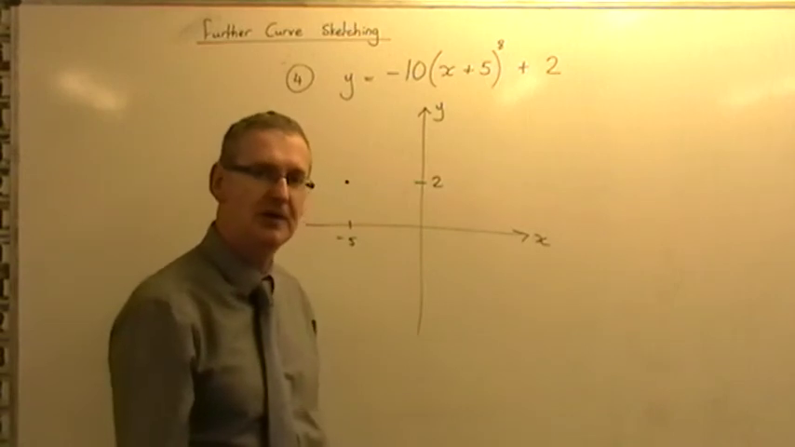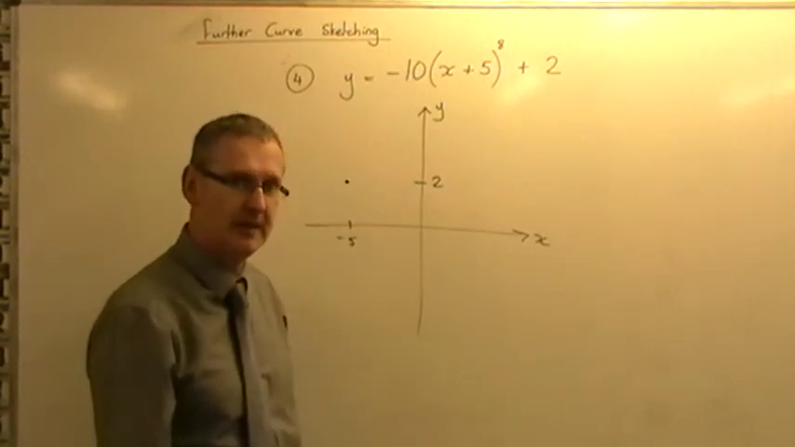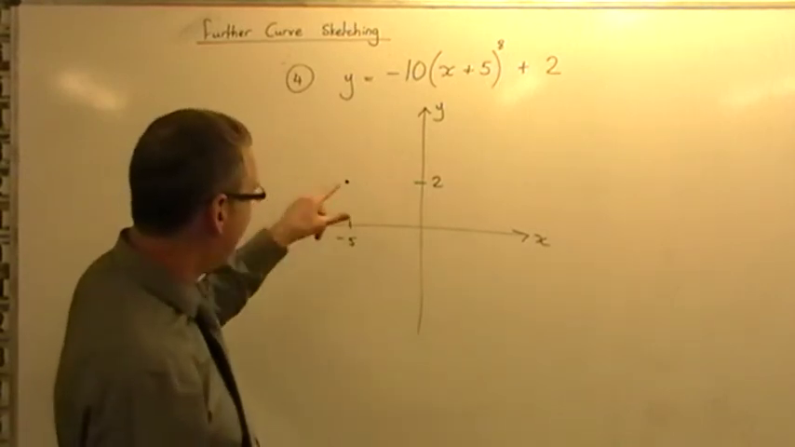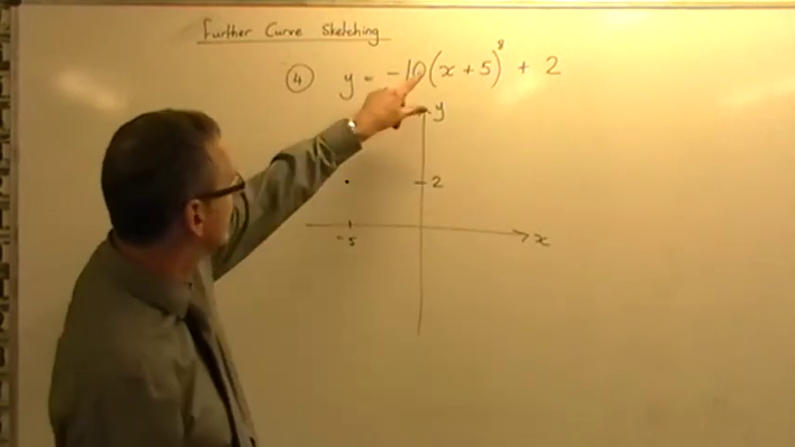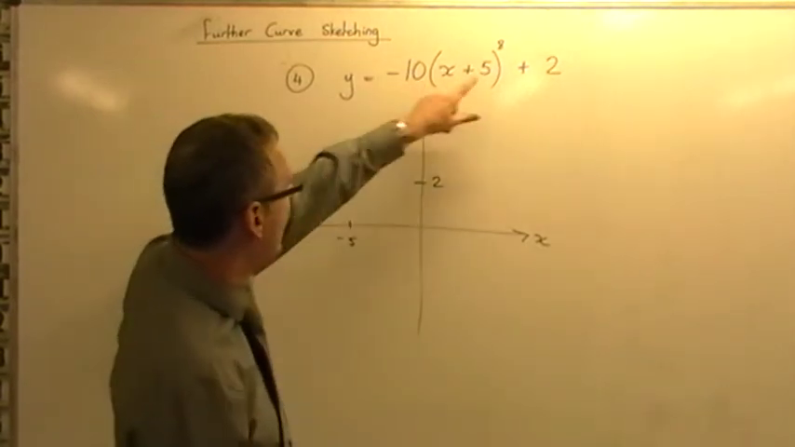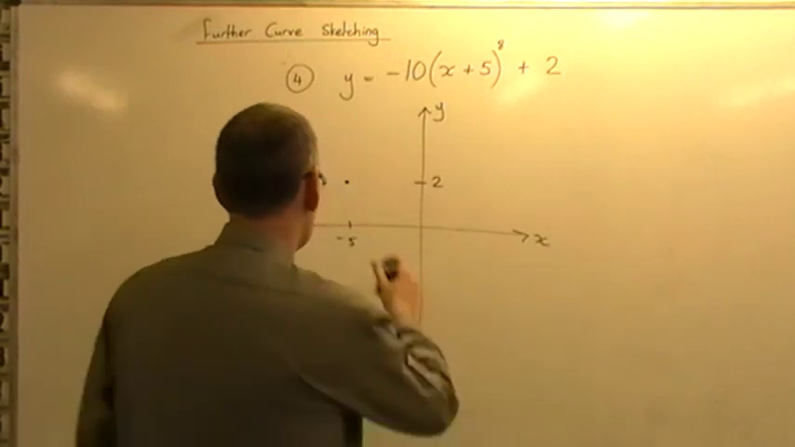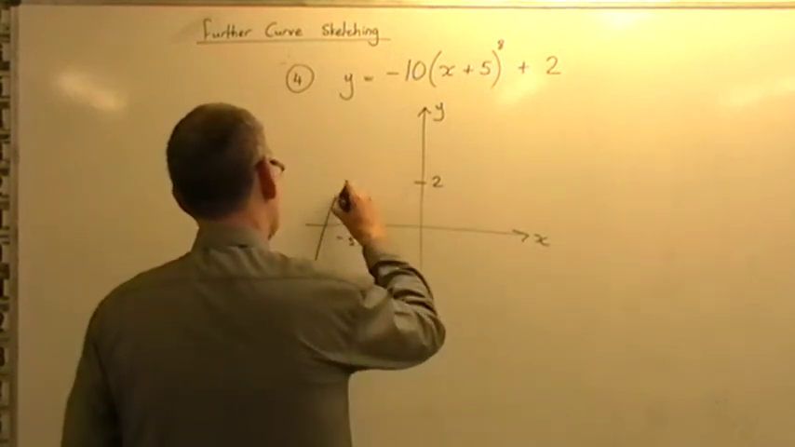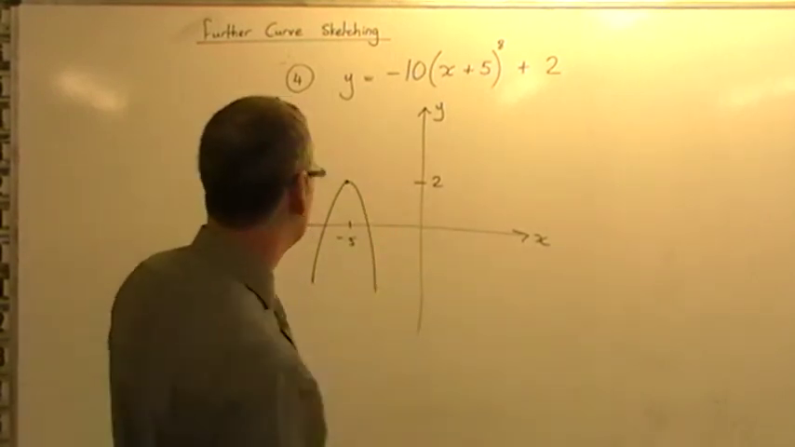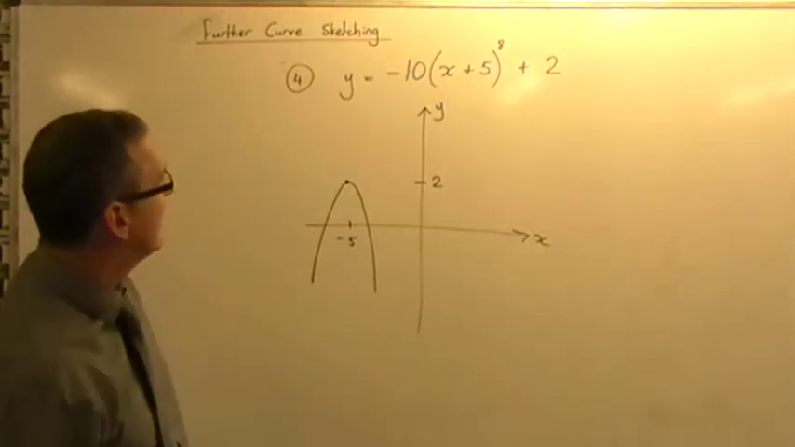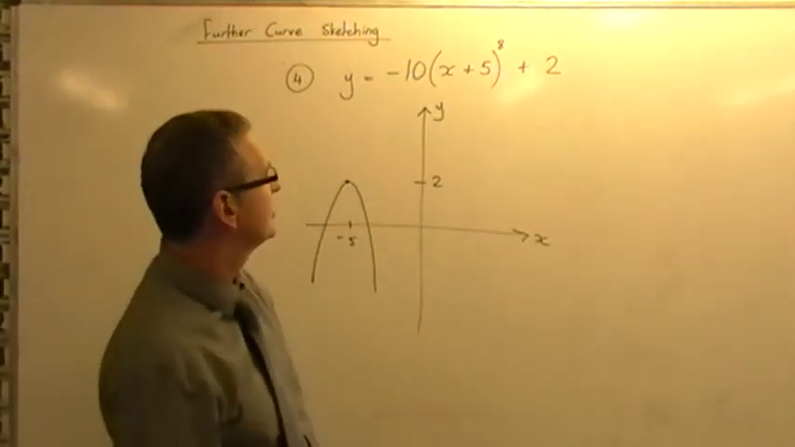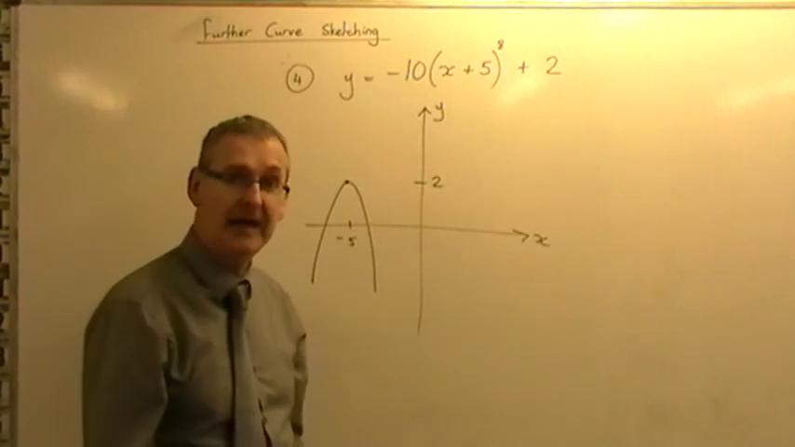We need to draw now our N shape, remember, with the top of the N at that place there. It's going to be steep because of the 10 and also because it's a power 8. So we have an N shape, steep, drawn in that position there. And that is a very typical standard sketch for a power 8 graph.